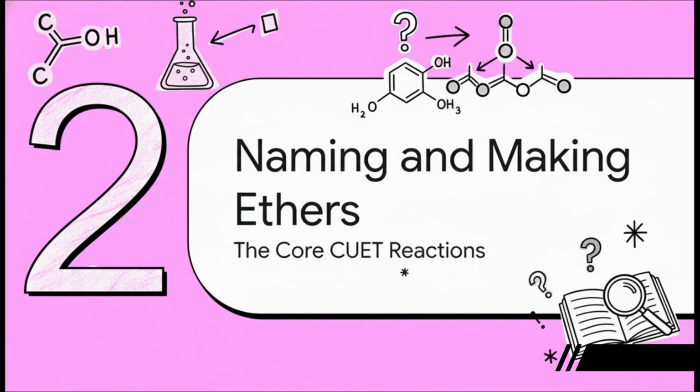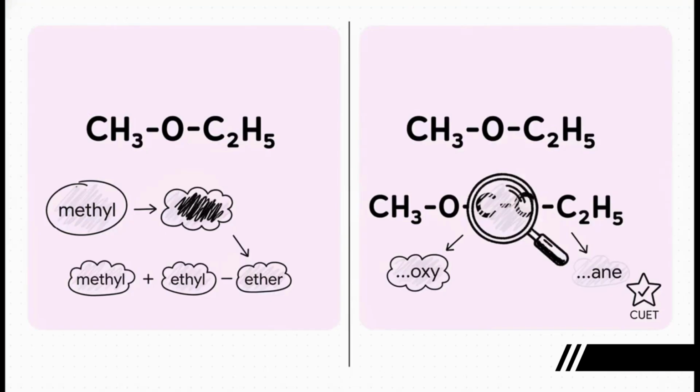How to name these things, and even more crucial, how to make them. You're going to want to pay super close attention here because a massive chunk of your exam questions come from right here. When it comes to naming, it's pretty straightforward, but you've got to know both systems. You've got the common name, which is easy peasy. You just name the two groups and slap ether on the end.